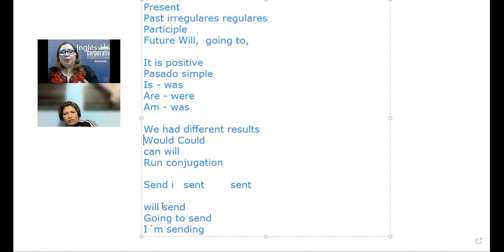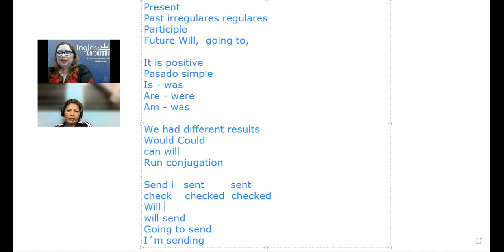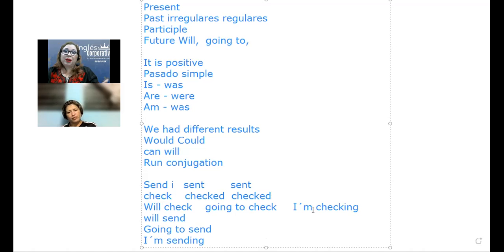Entonces, pone will send, pongamos otro verbo, vamos a ver alguno que usted tenga en mente. Por ejemplo, vaya, chequear o revisar. Check. Like this. Check. Entonces, el pasado: checked. Ok. Y el participio igual: checked. Ahora, para formar el futuro, will check, o going to check, o I'm checking. Ok. Puede ser cualquiera de estas tres formas para el futuro.